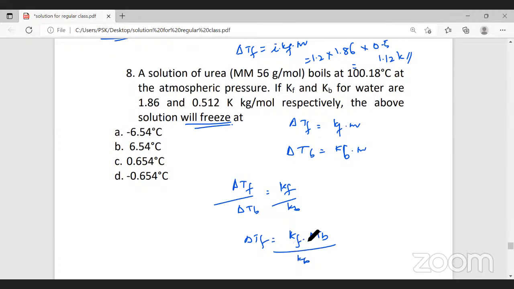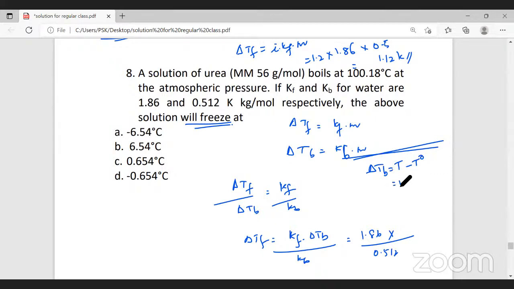So what is Kf? Kf they have given us as 1.86. And Kb they have given us 0.512. What is delta TB? Delta TB they have not given directly. We know that delta TB is T minus T naught, the boiling point of the solution minus the boiling point of the pure solvent.